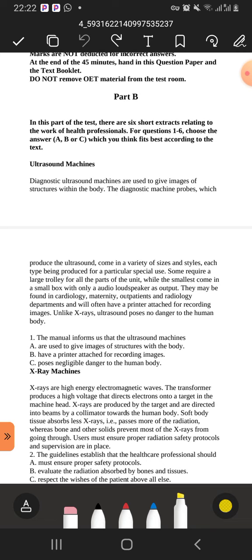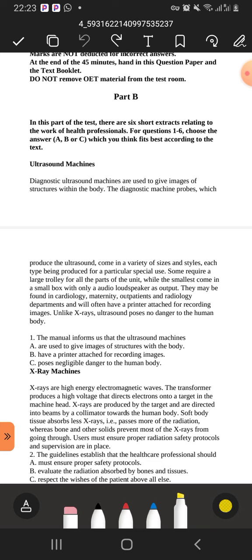So now the third sentence there is, some require a large trolley for all parts of the unit, while the smallest comes in a small box with only an audio speaker as output. Okay, so this is the third sentence. And what is it telling us? Let's summarize it too. Some require a large trolley for all parts. So it's telling us about the requirement. Just write it as machine requirement. Okay. So now let's go to the fourth one, the next sentence.